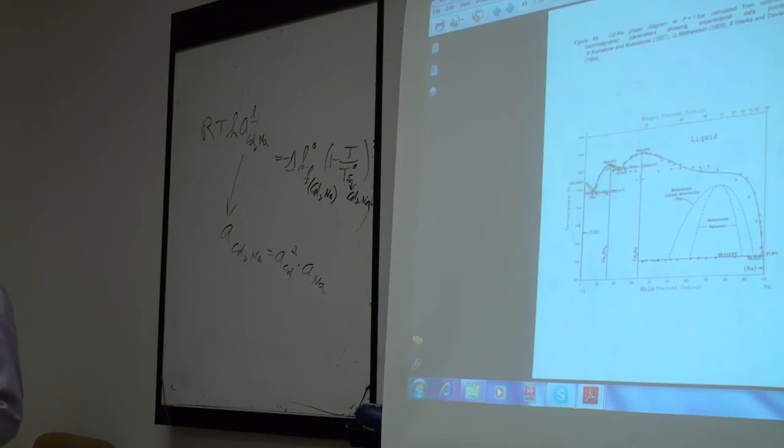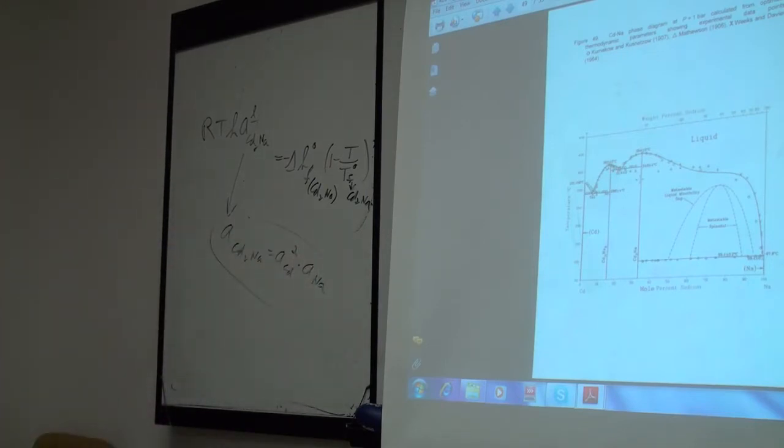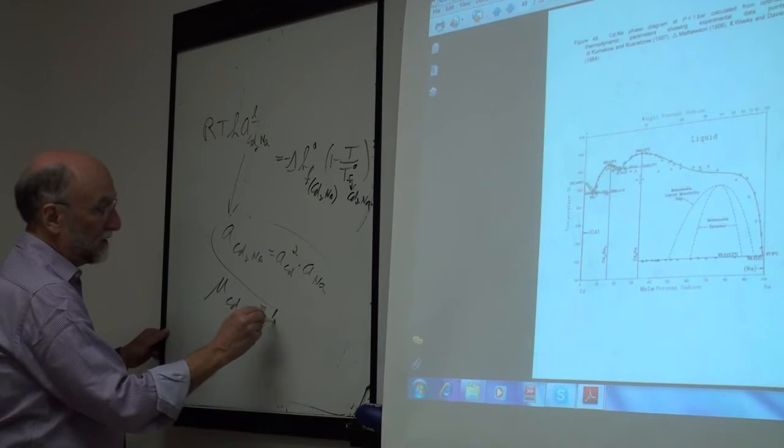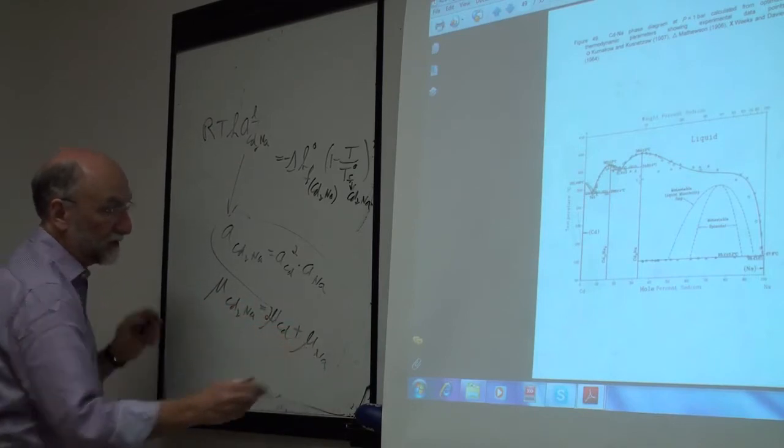Want to prove that to yourselves? There's something to think about. Activity is equal to the activity of cadmium squared. Look at the definition of chemical potential. This really means the chemical potential of cadmium-2Na equals 2 times the chemical potential of cadmium plus the chemical potential of sodium.